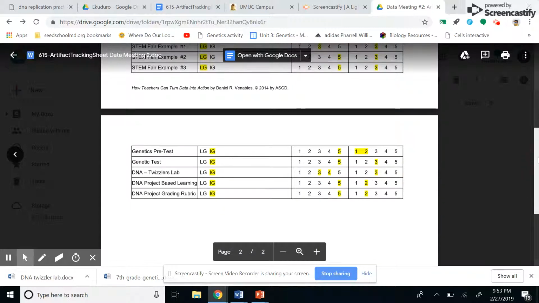For my pretest, I noticed the learning gap was maybe between 1 and 2. A lot of students didn't really know a lot about the material anyway, so I didn't observe a big learning gap there. With my genetics test, I gave it a 3. It was a wide range of students who understood what was going on and students who did not. The Twizzlers lab, again, I gave it a 3. Some students knew the structure, some knew what I was looking for, some knew how the bases paired up, others still struggled with some of those concepts.